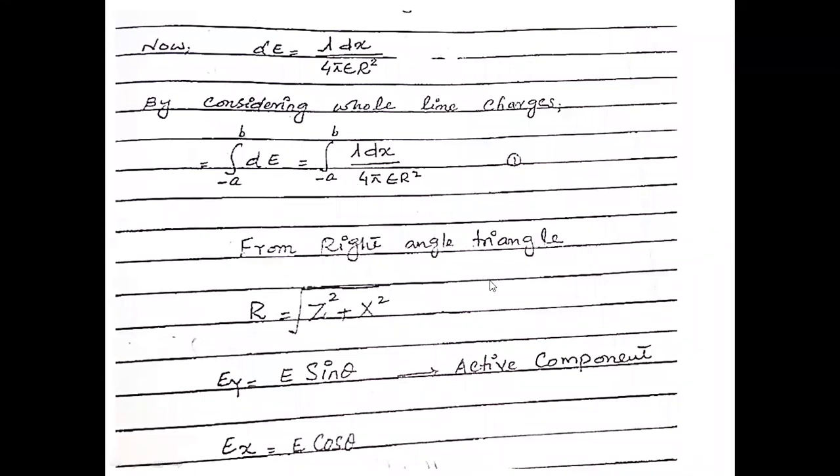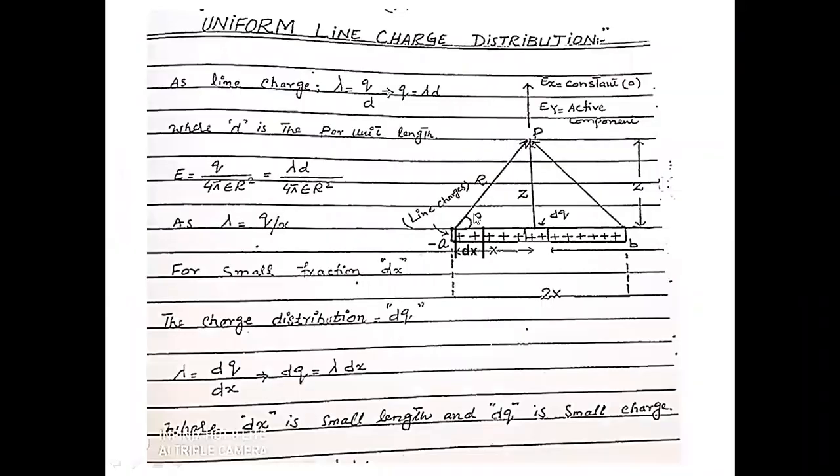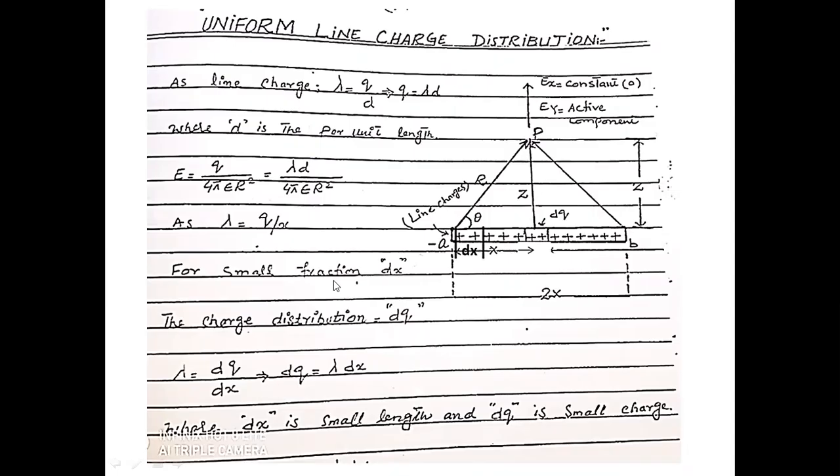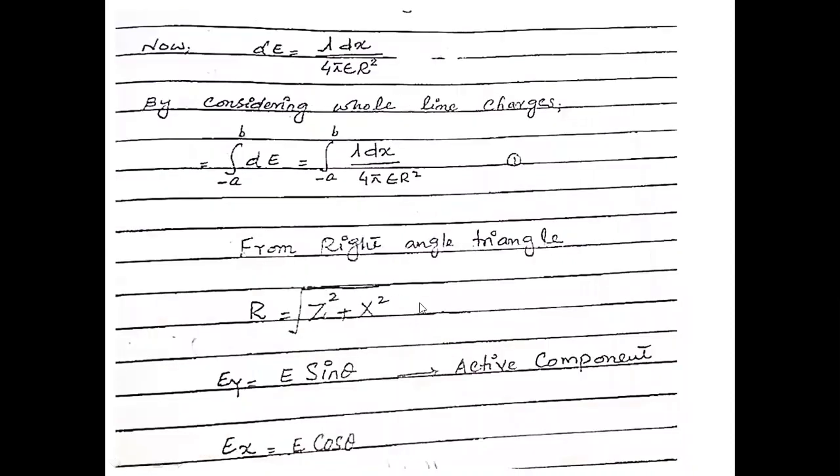Now from the right angle triangle, where is the right angle triangle? This one. This is the right angle triangle. This is the theta. So z is the perpendicular. This is the 90 degree. So r is the hypotenuse, and this portion is actually the base. So r square is equal to z square plus x square. Ey is equal to E sine theta. This is the active component, and Ex is equal to E cos theta. This is equal to 0.